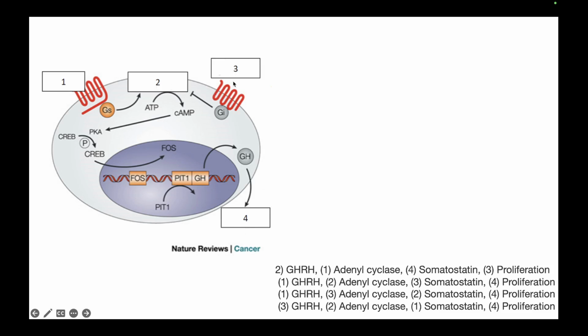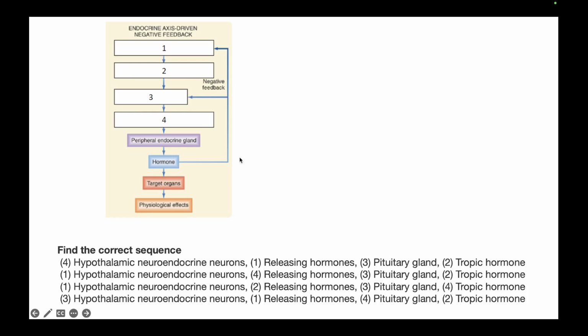And the third one is our somatostatin, which also binds with a receptor, and that receptor inhibits adenylyl cyclase and reduces cyclic AMP production, which ultimately inhibits growth hormone production. And this is a negative feedback loop. So this is an endocrine axis driven negative feedback.